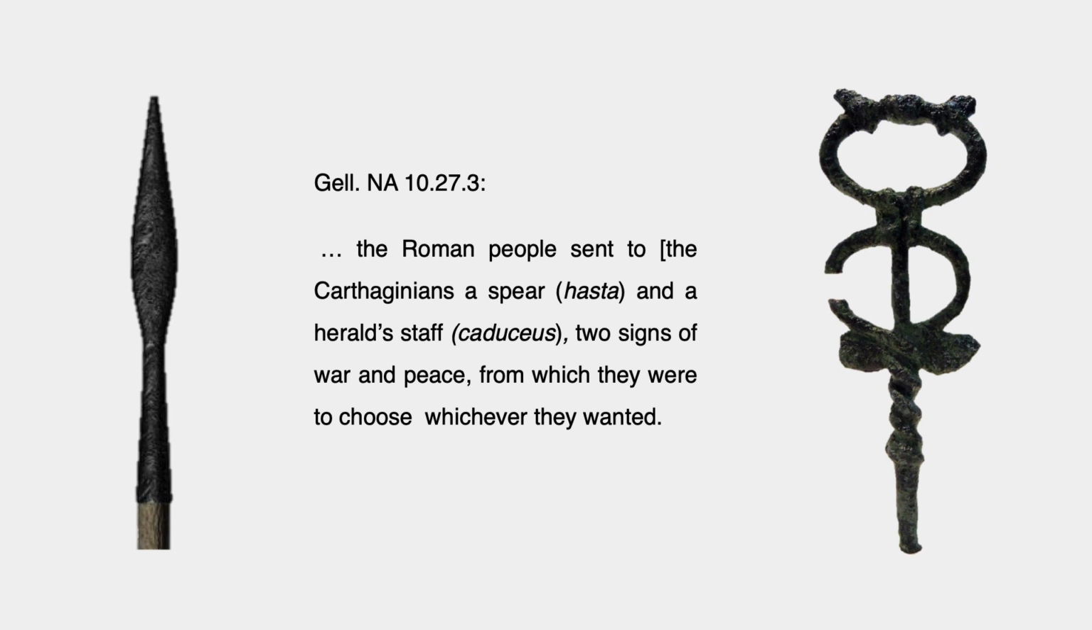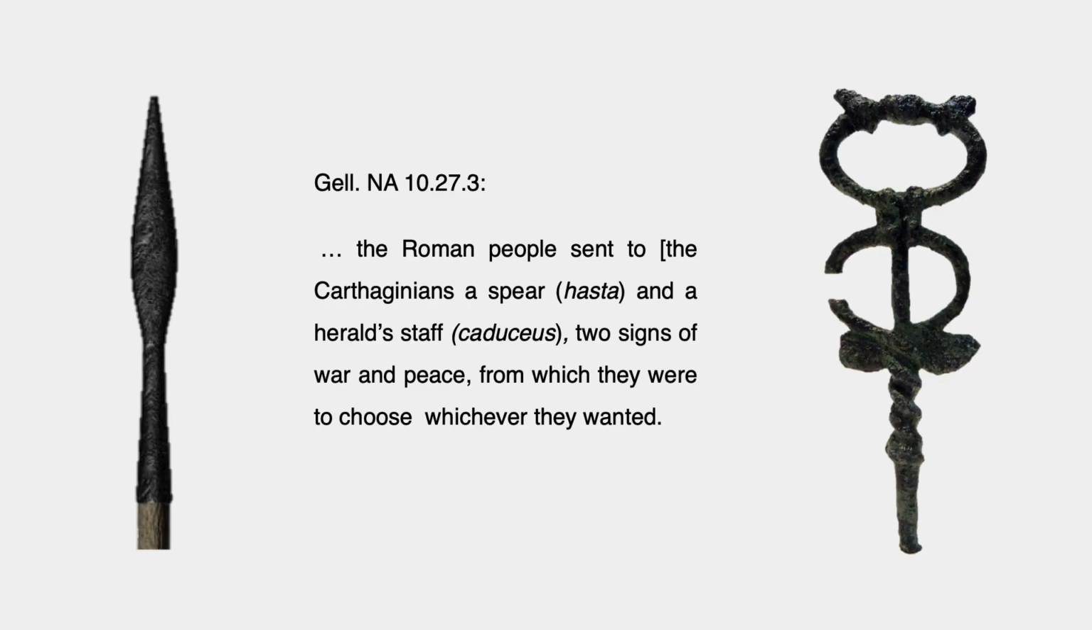Or, as we see in interstate relations, it was a state offered to describe stable relations between communities instead of war. Or, as this passage of Gellius shows, which is recording a Roman diplomatic embassy to the Carthaginians before the outbreak of the Hannibalic War, describing a stable relationship between communities that counterbalance the state of war. So this embassy says that the Roman people sent to the Carthaginians a spear, a hasta, and a herald staff, a caduceus, two signs of war and peace, from which they, the Carthaginians, were to choose whichever they wanted.